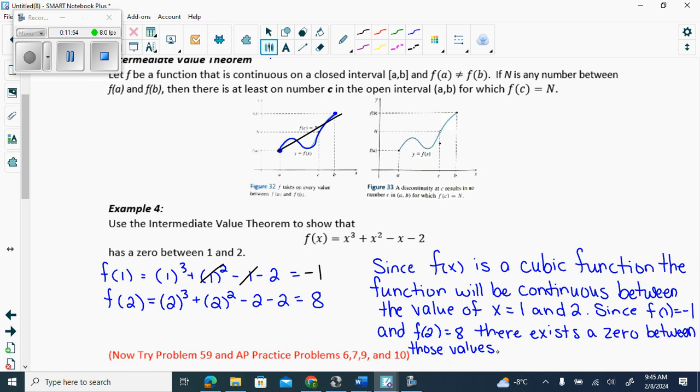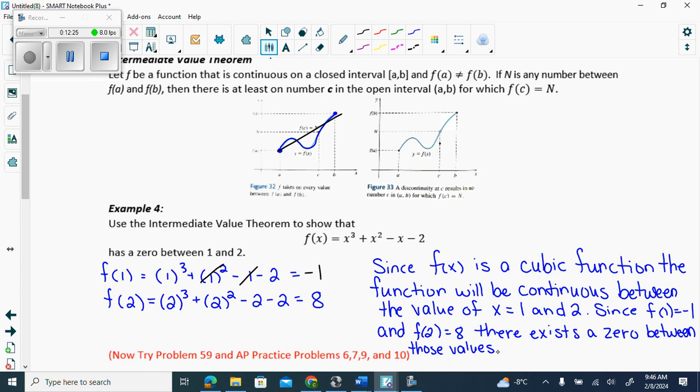I like personally first listing that since f of 1 is -1, which is below the x-axis, and f of 2 is 8, which is above the x-axis, and this is a cubic function, which is continuous, there will be a 0. I like personally stating the f's first, then saying the function is continuous, and then saying that there exists a 0 because I'm below the x-axis and above, and it crosses. It doesn't matter how you state it, but it does matter that you have to state endpoints.